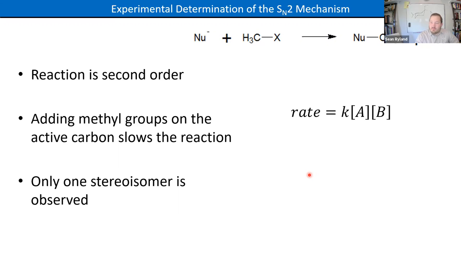Because if it was going through multiple steps, we would only have one thing in our rate law. It wouldn't be a second order rate law. Right? And a good analogy would be, if you think of the molecules like cars, a concerted mechanism would be like two cars getting involved in a crash. You need both cars for that to happen, right? You can't have a two-car collision with only one car. So increasing the number of cars is going to increase that rate.